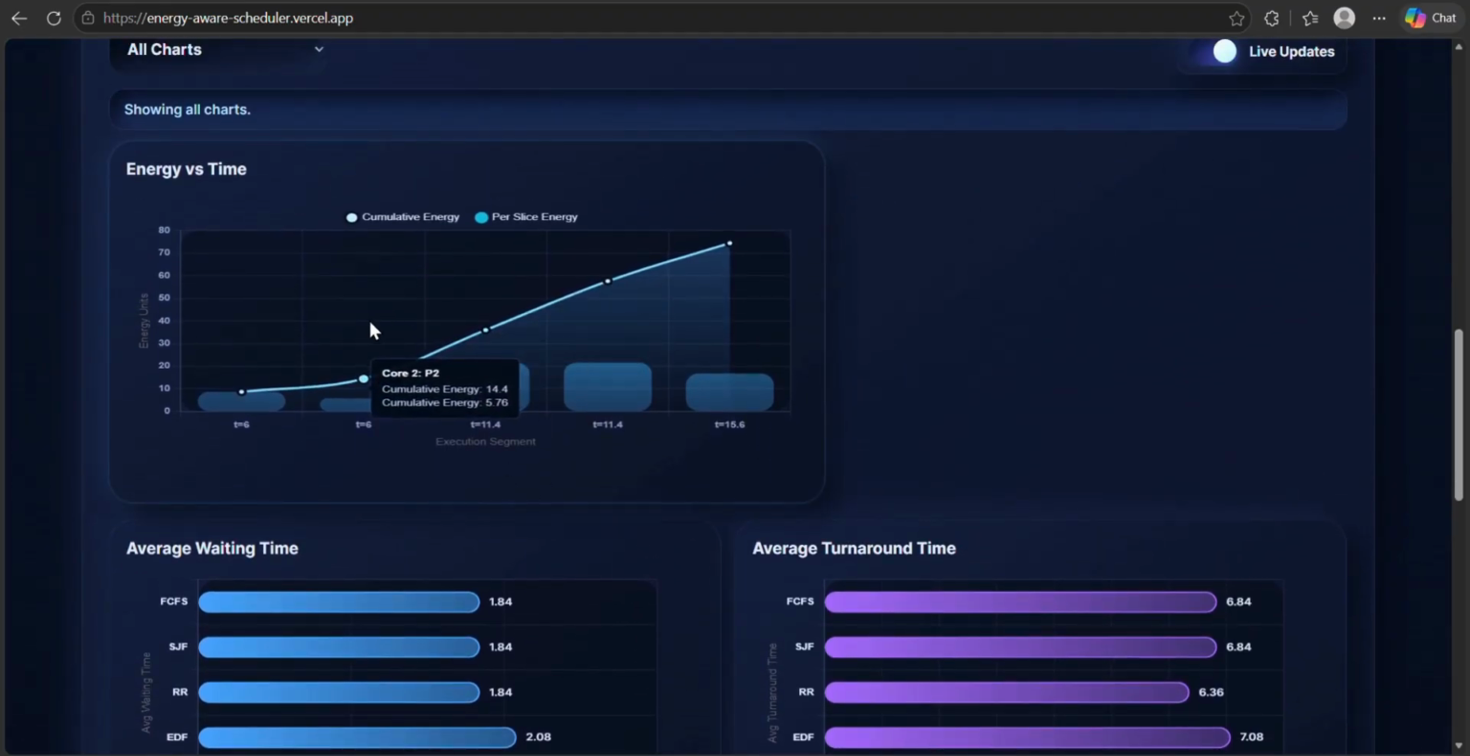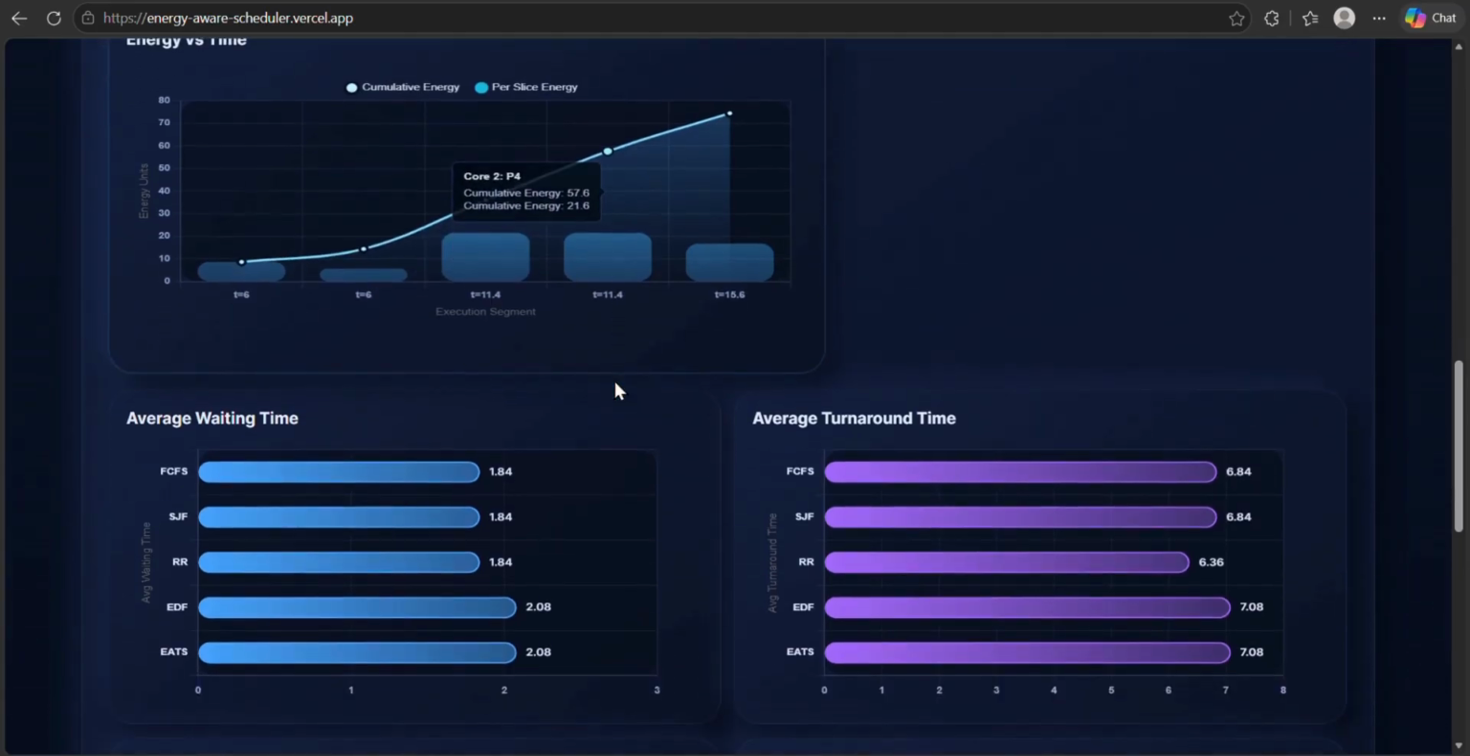So starting with the energy versus time chart, this shows how energy consumption increases as execution progresses. The cumulative energy curve rises steadily. Each segment represents energy used during different execution intervals. This helps us understand how longer execution or higher frequency directly increases total energy consumption. So at different time intervals, we can see the cumulative energy consumed.